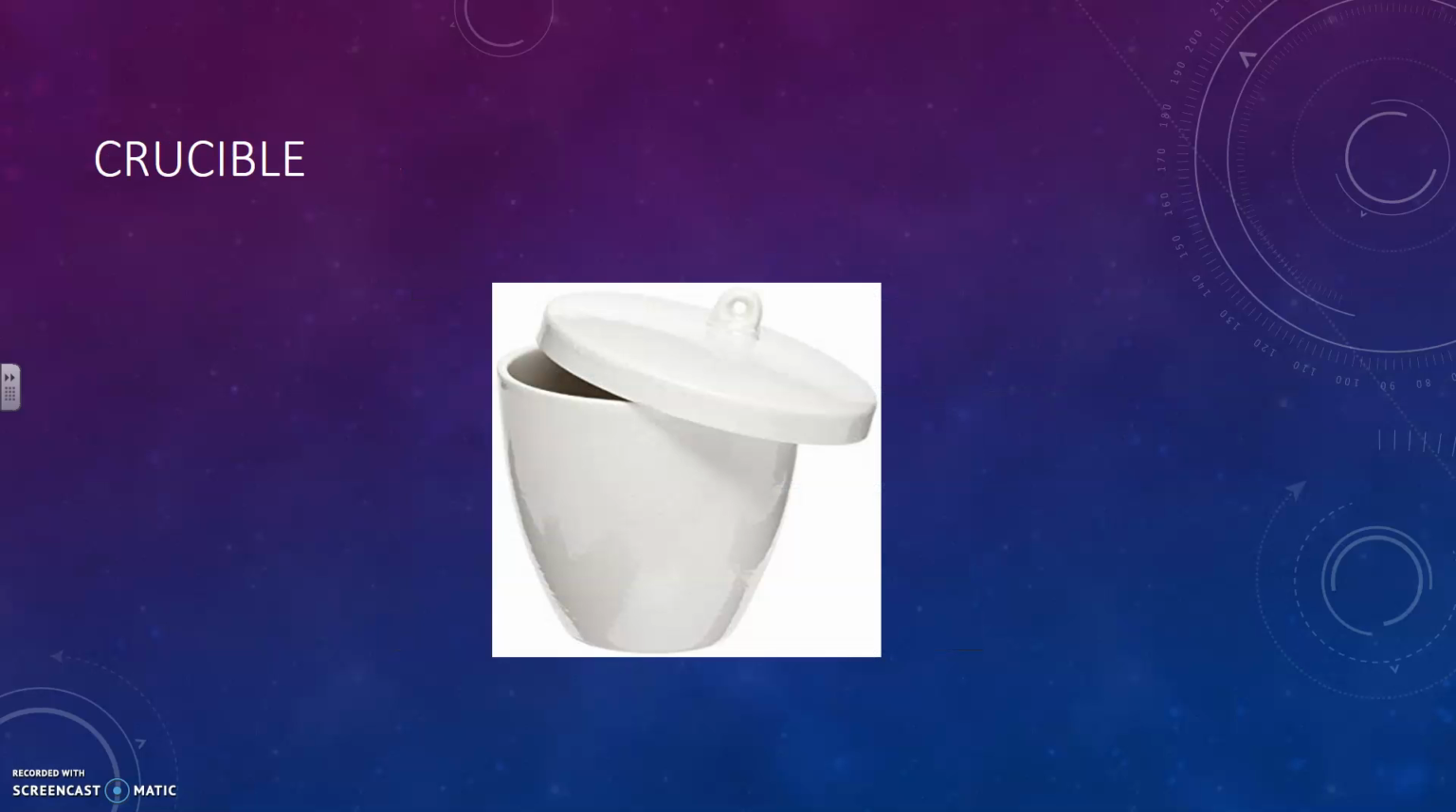You have a crucible. These are made out of ceramic. This also has its lid on here. These are used for heating small amounts of different materials, because they can be heated to very high temperatures. They also break really easily, so they're fun.